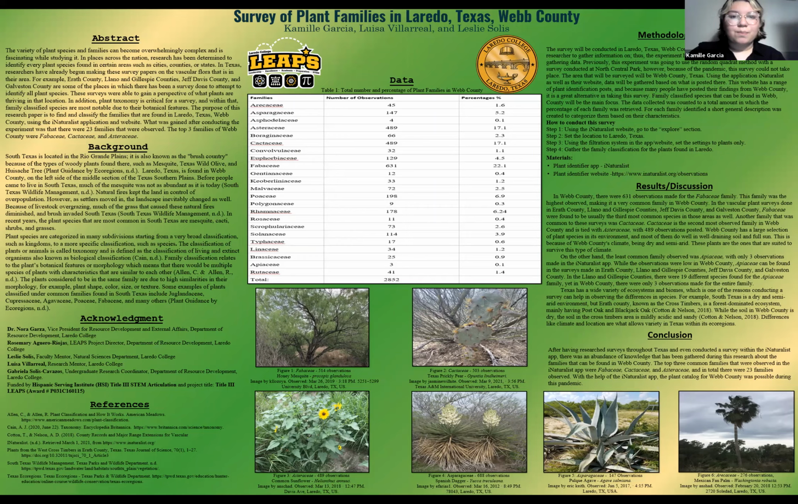Figure 4 and 5 are both from the same family, which is the Asparagaceae. Figure 4 is a Spanish dagger, and Figure 5 is a pointleaf agave. They share similar physical traits, such as spiky leaves and being sustainable and being drought resistant. They share similar physical traits and genetic traits. Lastly, for Figure 6, it shows a Mexican fan palm, which is in the Arecaceae family.